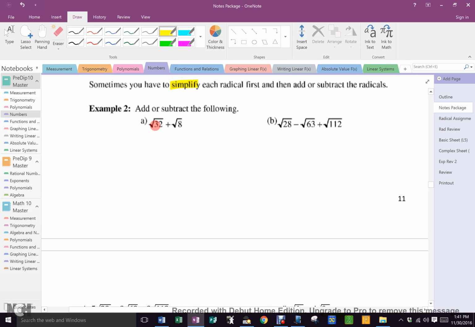So let's simplify. What does 32 become? There's a lot of ways you could do it. I'm going to go 16 times 2. Why would I say 16 times 2? Because 16 has a square root. What is it? 4. So out comes 4, and I get 4 root 2, yeah? And what is 8? 4 times 2. What's the square root of 4? 2. So what comes out? 2. 2 root 2. Now, 4 root 2 plus 2 root 2. What do I get? 6 root 2. Easy peasy lemon squeezy, yeah?